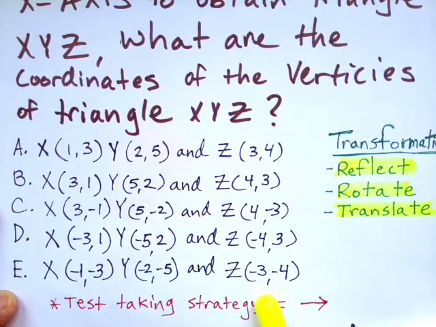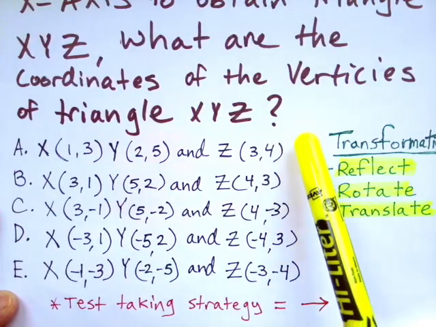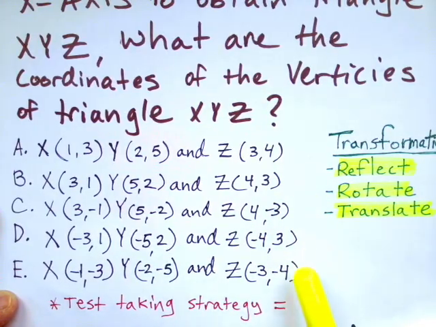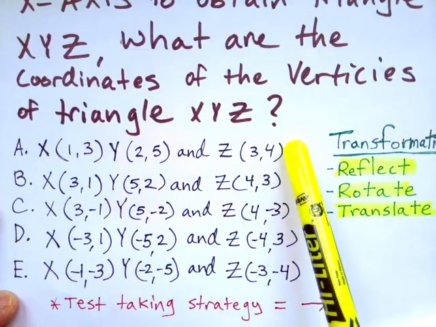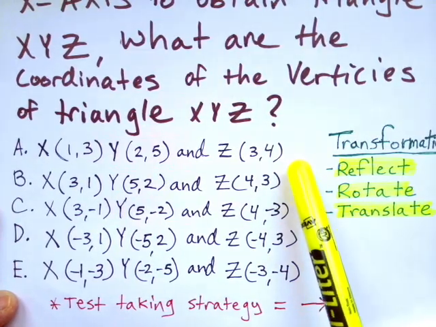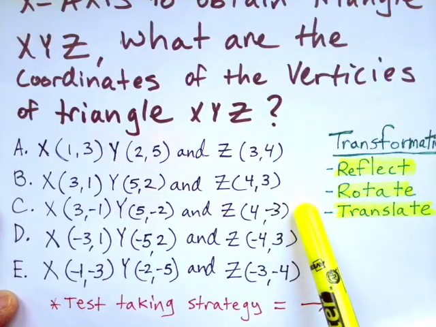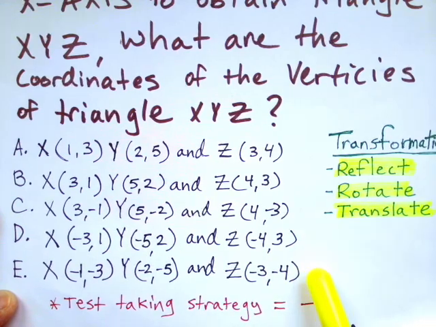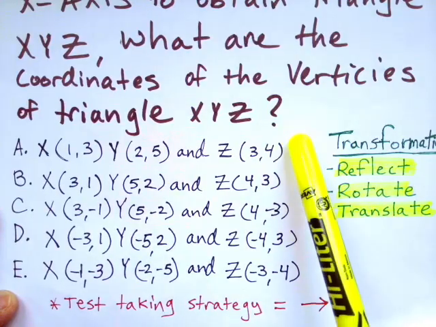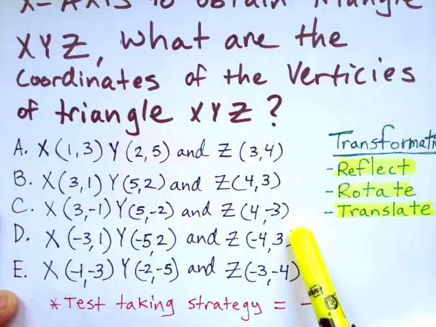This is where the test-taking strategy comes into play. Which options, A, B, C, D, or E, has a y value that's negative? My y values for A are positive. My y values for B are positive. My y values for C are negative. In option D, my y values are positive. In option E, my y values are negative. So you can eliminate A, B, and D. The answer can only be C and E.